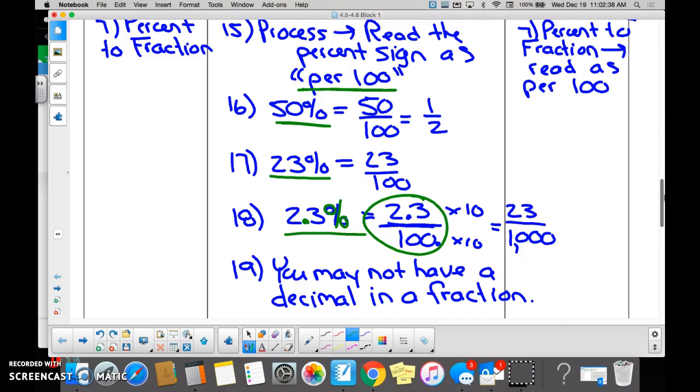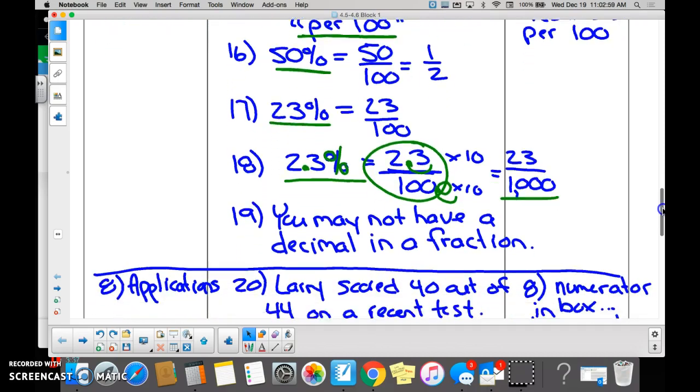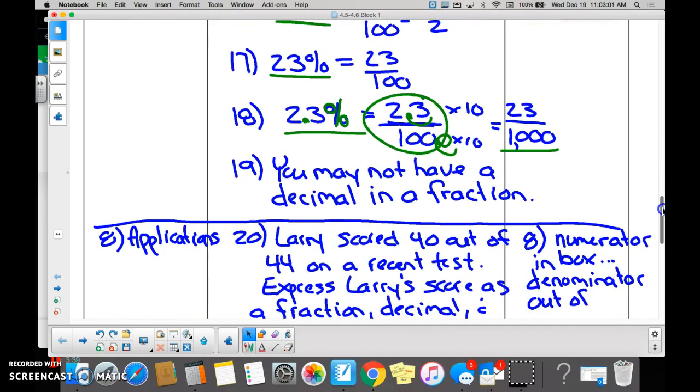Is that legal? No. So how do we get rid of this decimal? We multiply by 10. If we multiply the top by 10, we have to multiply the bottom by 10, and that's where that extra 0 comes from in 23 over 1,000, which is your final answer. Number 19 is the rule down there: you may not have a decimal in a fraction, which we just talked about. And then number 8 is just an application about Larry's test score.